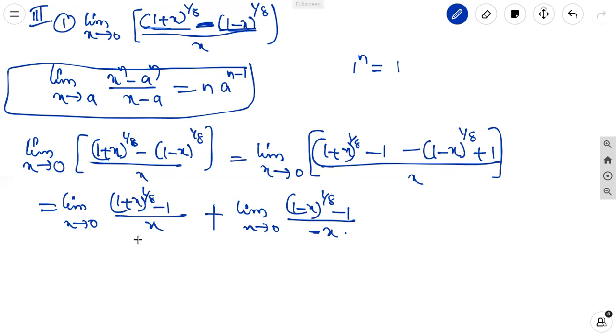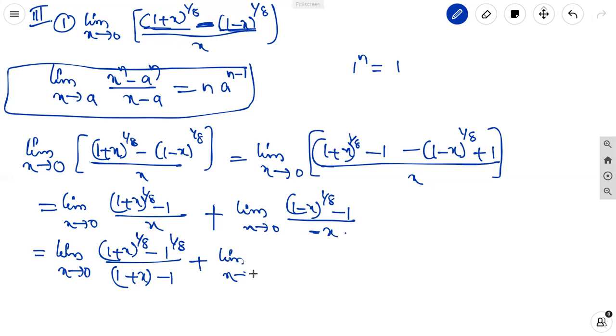So in the denominator also, in the next step, we can add minus 1 and plus 1. Limit x tends to 0, (1 plus x) whole power 1 by 8 minus 1 power 1 by 8, by (1 plus x minus 1). Then plus 1 minus 1 get cancelled. We are getting x only in the denominator. Plus limit x tends to 0, (1 minus x) whole power 1 by 8 minus 1 power 1 by 8, by (1 minus x minus 1). That is nothing but minus 1 plus 1 get cancelled. We are getting minus x only.